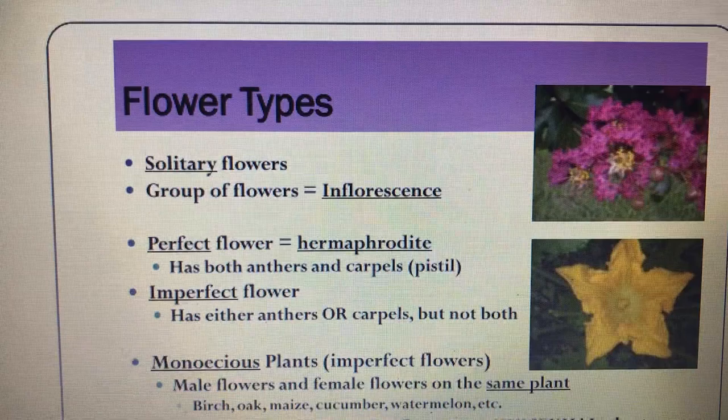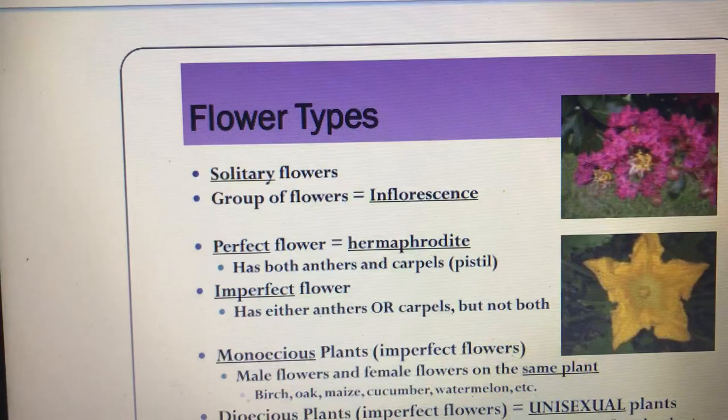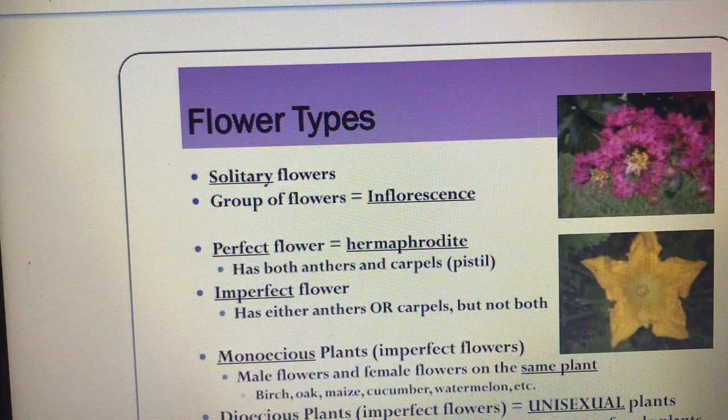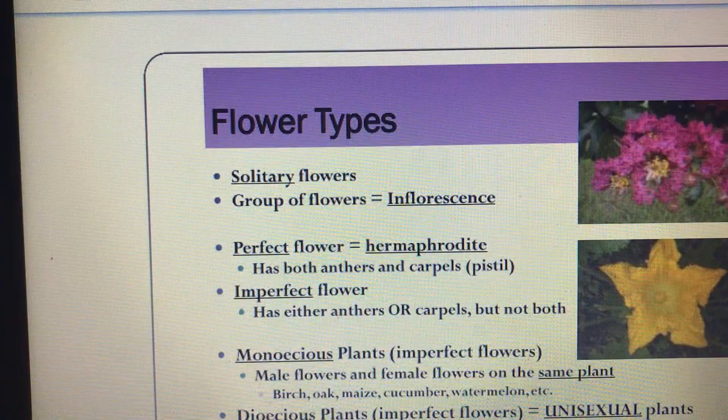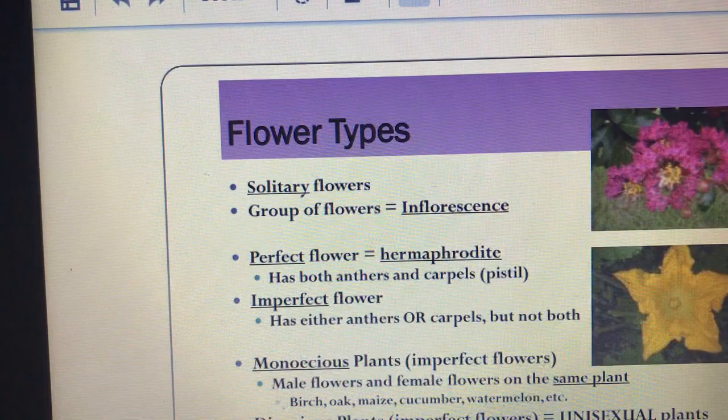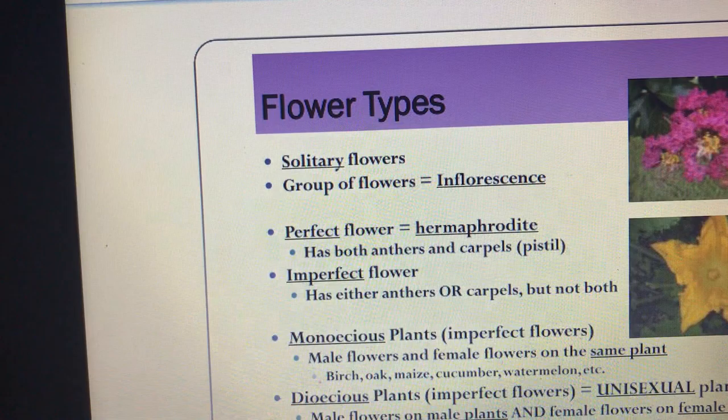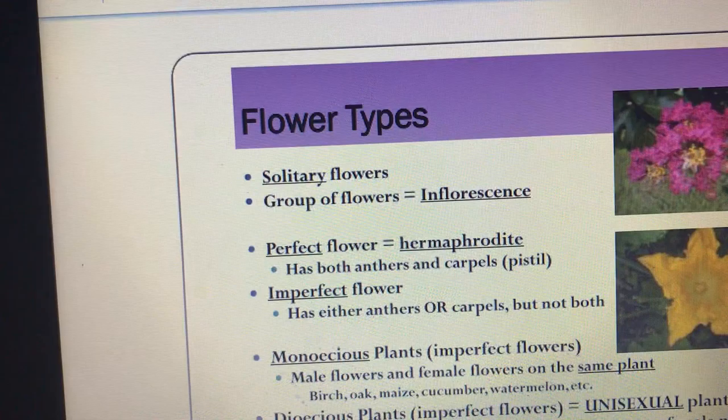So groups of flowers are inflorescence, and solitary flowers are solitary. A perfect flower equals hermaphrodite, and has both anthers and carpels. The imperfect flower has either anthers or carpels, but never both. The perfect flower has both anthers and carpels, and it's called a hermaphrodite.